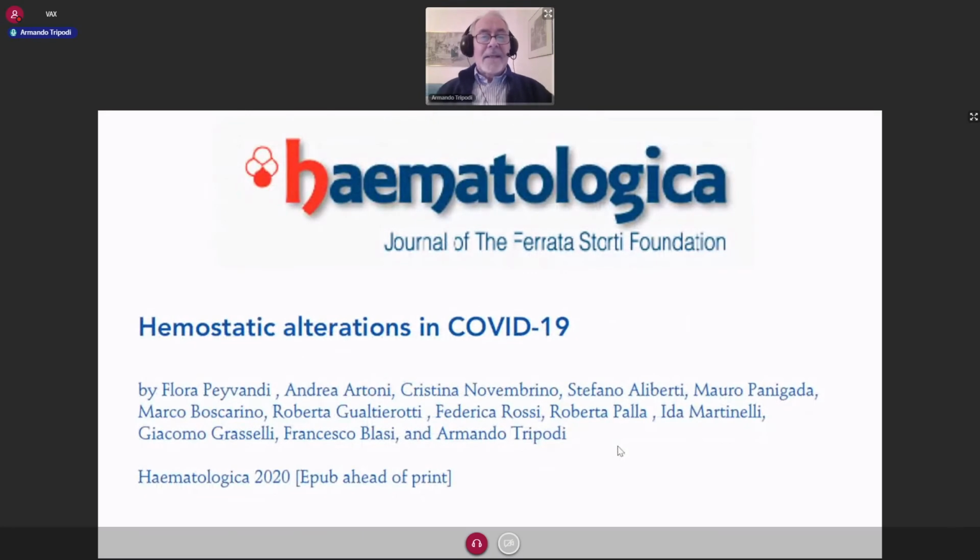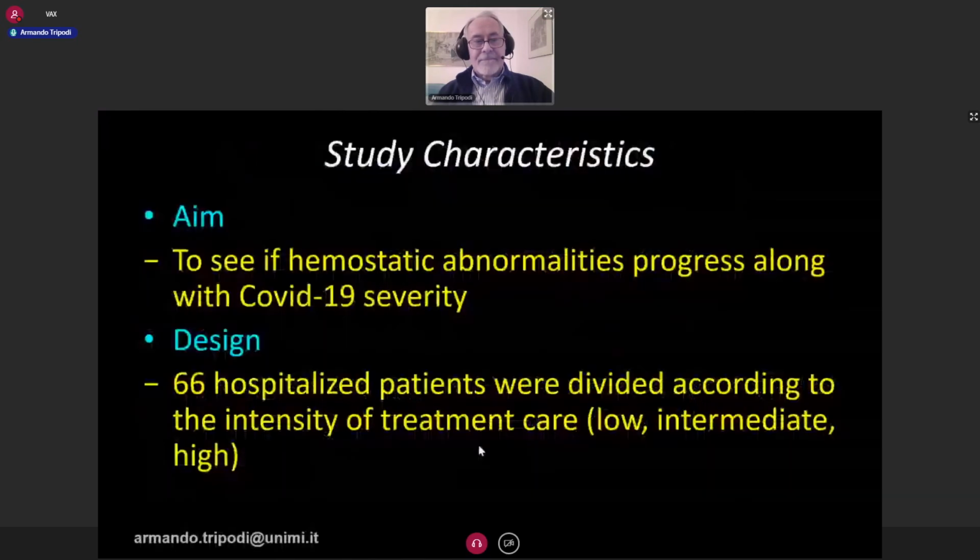More recently, we carried out another study in which we investigated hemostatic alterations in COVID-19. This is the front page of the paper published in Haematologica, and I take the opportunity to thank all the colleagues listed here who contributed to this collection of results. The aim of the study was relatively simple. We wanted to see the extent of hemostatic abnormalities, but also to see whether these abnormalities progress with COVID-19 severity.